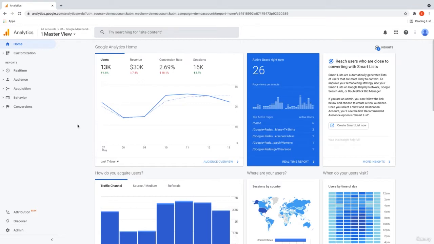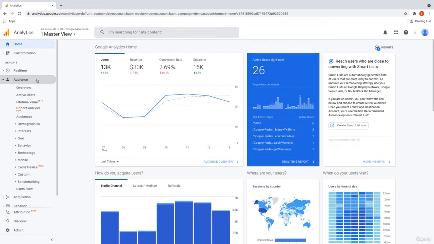To find out what country your traffic is coming from, what you want to do is go over to Audience. As remember, Audience allows you to learn more about the users on your website. Then under Audience, you want to go to Geo, and then go to Location.